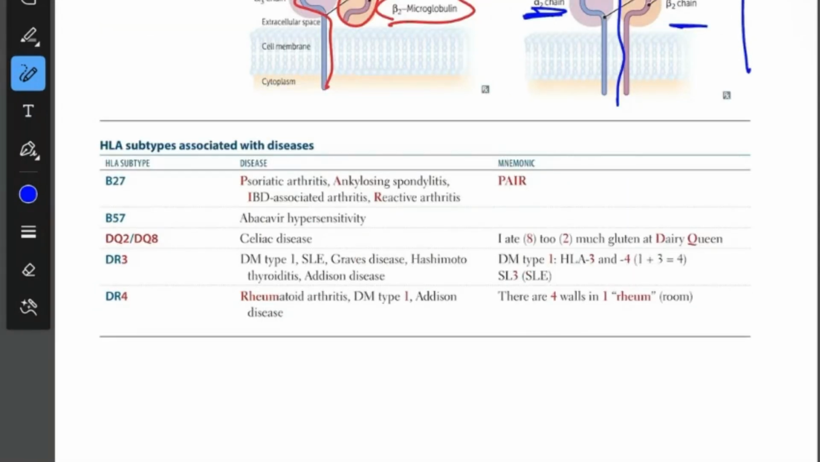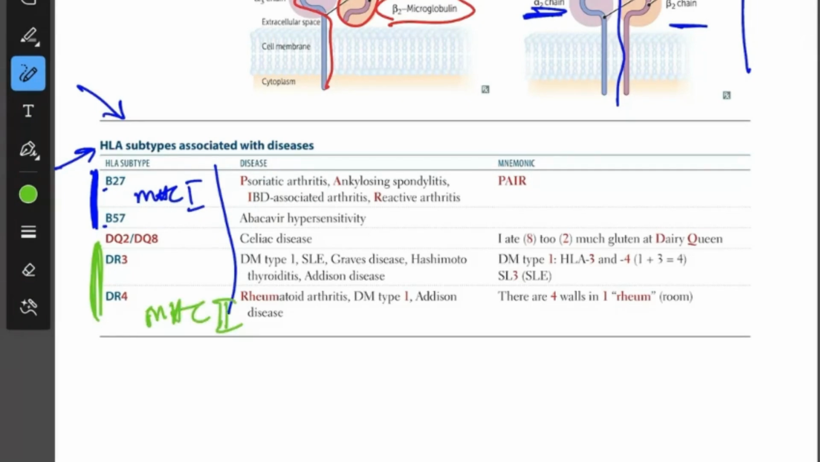Now, next, looking at this table here, right? You note that there are certain autoimmune disorders. Not everything, but most diseases here are autoimmune, associated with HLA subtypes. If you notice this first part of the table here, this is MHC1 because it's one letter, B. And then the last three at the bottom are MHC2 because you see two letters, DQ, DR, DR, right? So those are associated with MHC2.